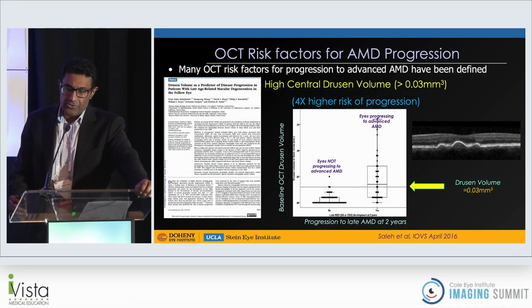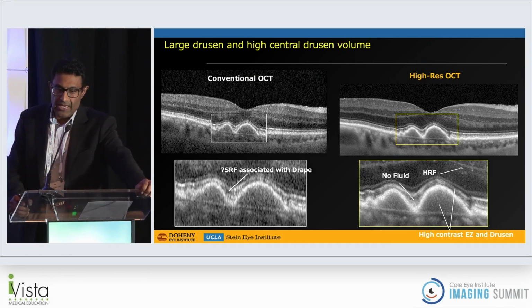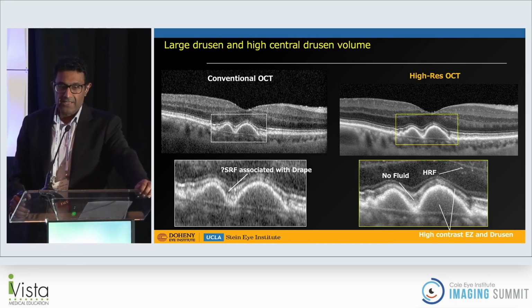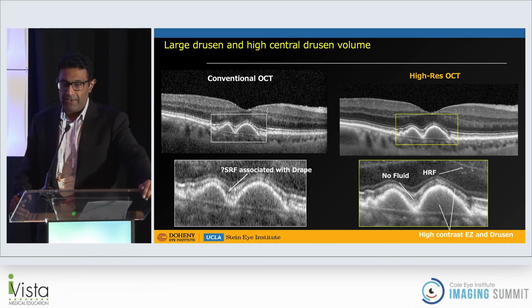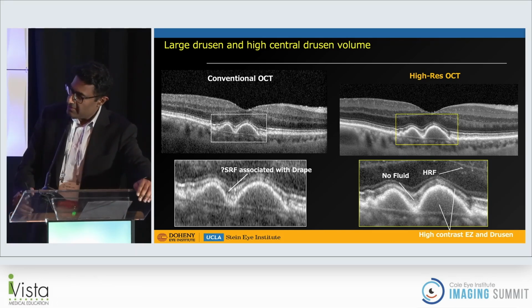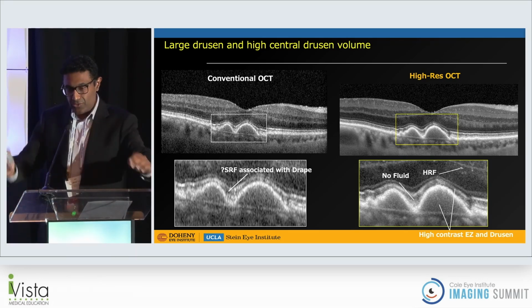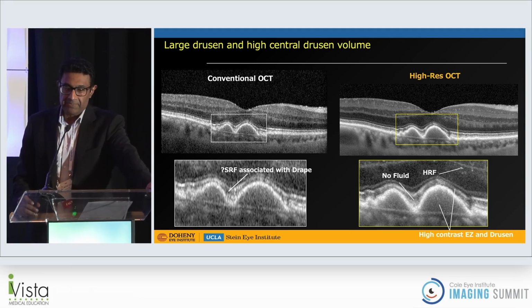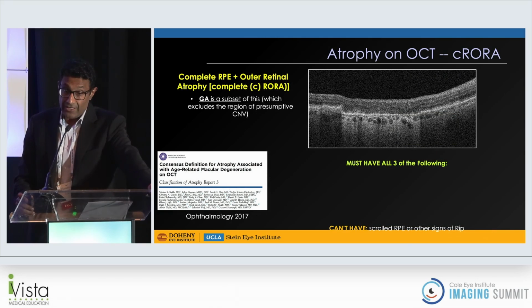There are other risk factors that we've published on, like having a lot of drusen. And of course, when you have these large drusen, my colleague at UCI, David Schaff, pointed out that you can have fluid accumulations that appear at the crevice between two drusen. And sometimes you're wondering, is that actually evidence of neovascularization? Sometimes we can be confused as to what that is, and this is where having the higher resolution, I think, can be quite valuable.